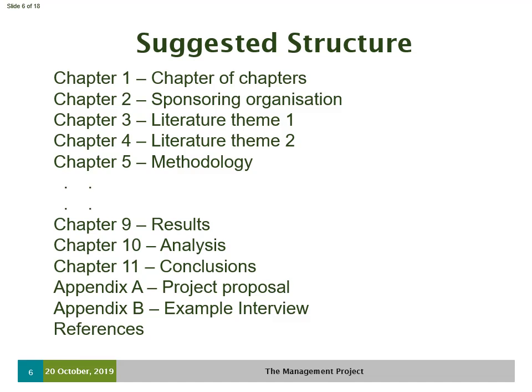Your other chapters then can be various literature themes. So for example, you may have a literature theme that you call organisational learning. Another literature theme may, for example, be around marketing. A separate methodology chapter, a number of different chapters in between depending on how things pan out. You have a results chapter, an analysis, conclusions.